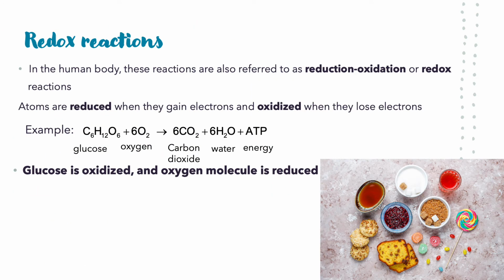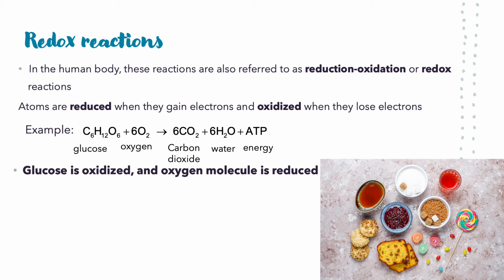So in the human body, we refer to these reactions as a redox reaction. Redox is short for reduction-oxidation. So going back to the molecules, going back to chemical bonds and so on in the previous videos, we saw that atoms are reduced when they gain electrons. We use the word oxidize when they lose electrons. Again, atoms are reduced when they gain electrons, and atoms are oxidized when they lose electrons.